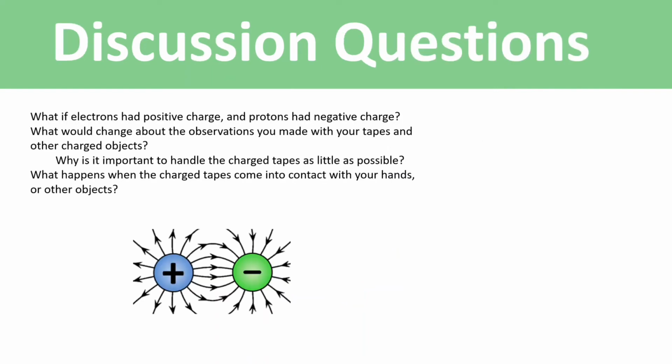Some of the discussion questions are: what if electrons had positive charge and protons had negative charge? This would not change the observations we made with our tape. It would just be a convention change in physics, so negative is changed to positive and vice versa.